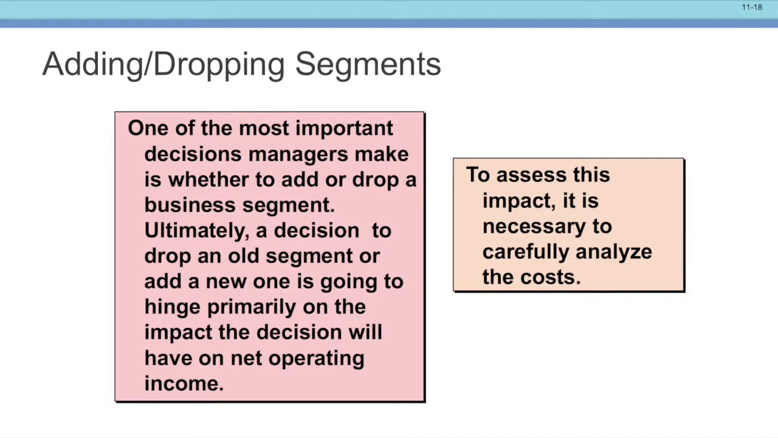Okay, let's continue our discussion of differential analysis and talk about adding or dropping a business segment. One of the most important decisions managers can make is whether to add or drop a business segment, and primarily this is going to hinge on the impact it will have on net operating income. So net operating income is the goal. If net operating income goes up, getting rid of the division or adding the division is a good idea. If net operating income goes down, then of course it's a bad idea to get rid of it or to add the division or the segment.